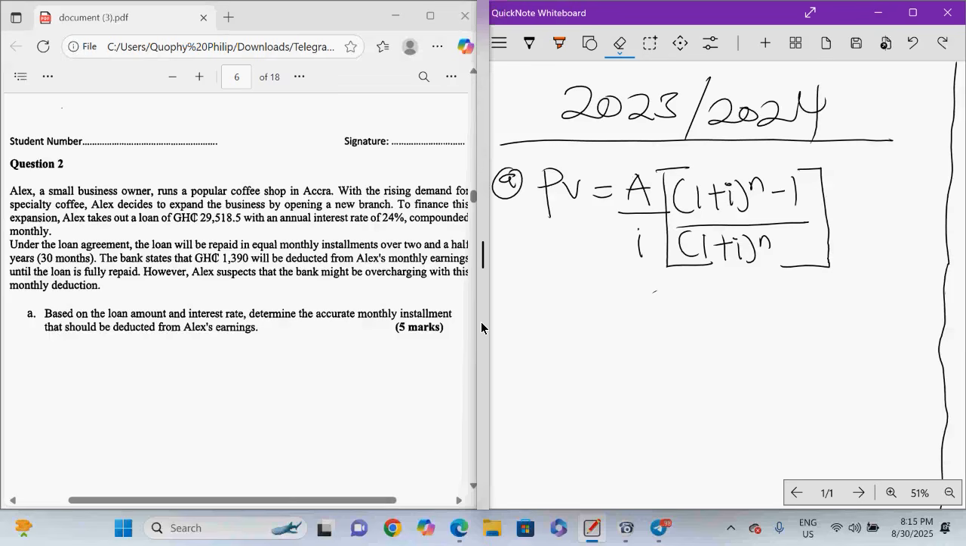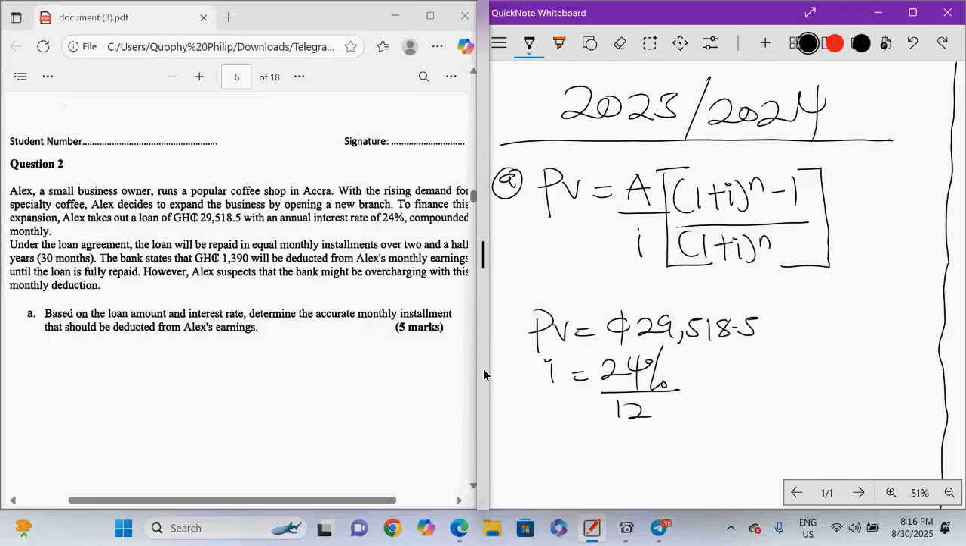All right. So with this, we have to deduce the elements. What is our present value? Present value was given as 29,000. And then we have the interest rate. The interest rate was given as 24%. And it says it's compounded monthly. So the interest rate will be divided by 12 months. What is that giving us?